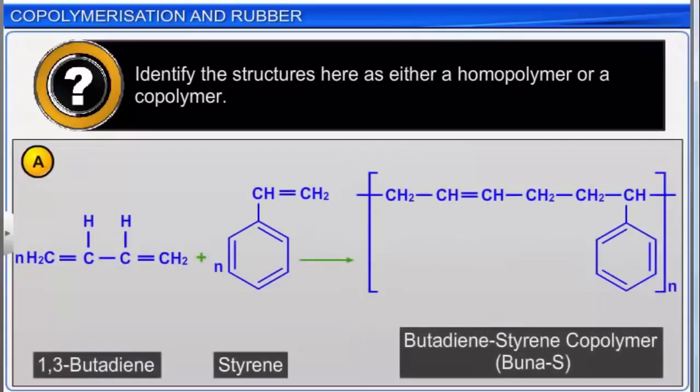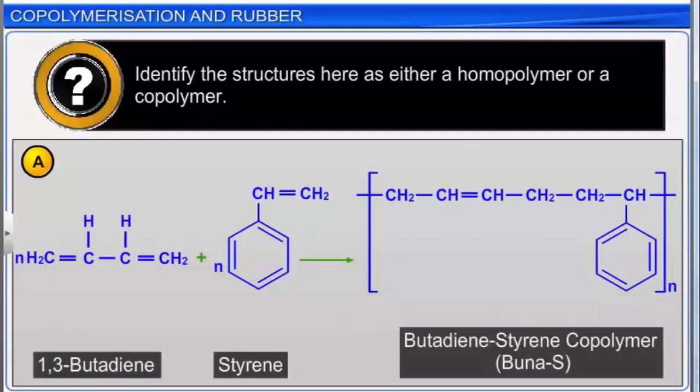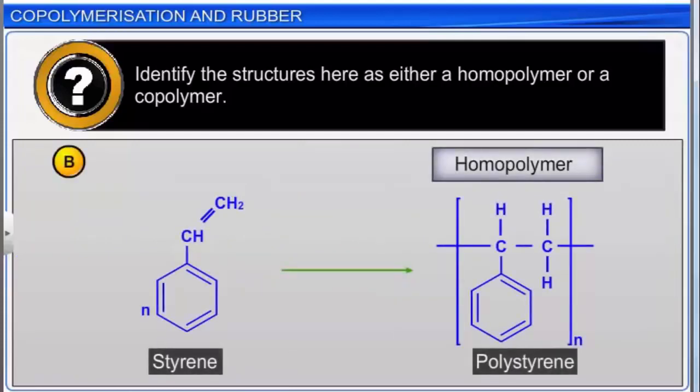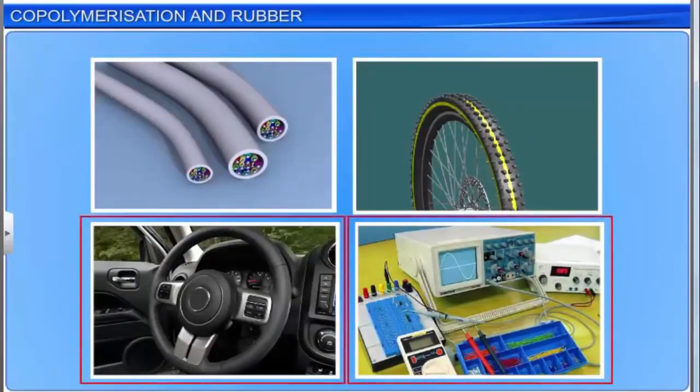Structure A is a butadiene-styrene copolymer, BUNA-S. The monomers used are 1,3-butadiene and styrene. Structure B is a homopolymer, polystyrene. It is made from styrene monomers. Let us now understand how the properties of a copolymer differ from that of a homopolymer with a suitable example.